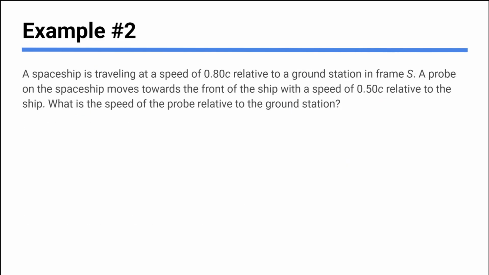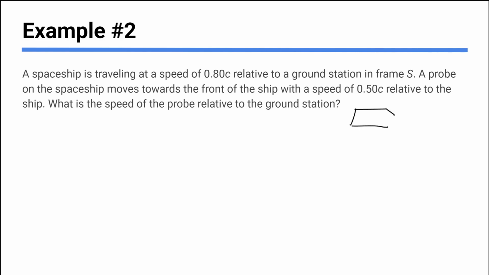This is a relative velocity one. I've got a spaceship traveling at a speed of 80% the speed of light relative to a ground station in frame S. A probe on the spaceship moves towards the front of the ship with a speed of 0.5 c relative to the ship. What's the speed of the probe relative to the ground station? Oh man, great. All right, so I got a spaceship.